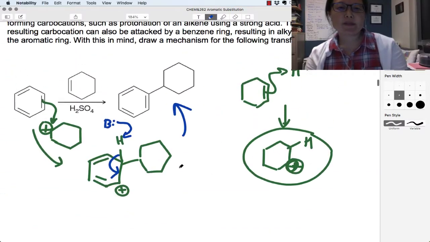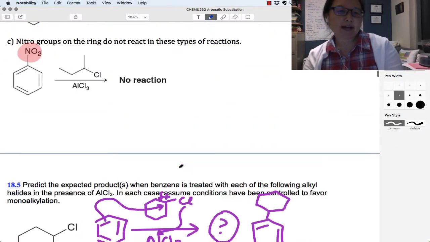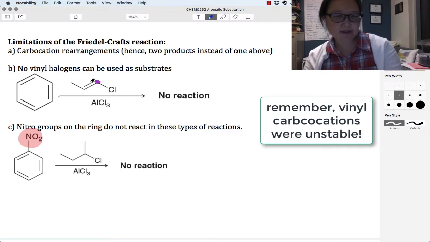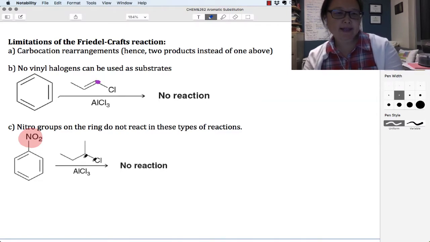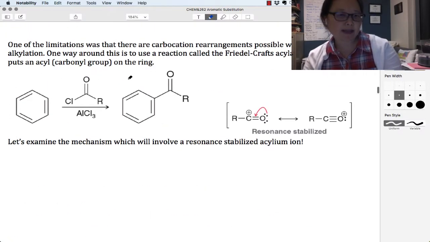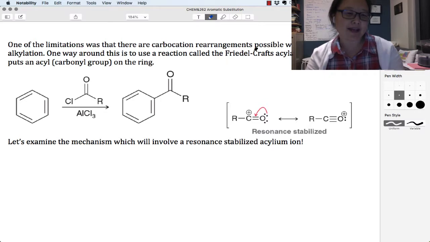So let's review some of those limitations again. For Friedel-Crafts alkylation, when we want to add an R group, don't add one that's vinyl, so you can't have one with a pi bond there. You get rearrangement if you have a straight chain, so you want to try to always have the more substituted one. And then nitro groups on your starting material really slow down the reaction. So those are the 3 limitations. Well, to avoid the carbocation one, we can actually do this modification. We have a Friedel-Crafts acylation rather than alkylation.